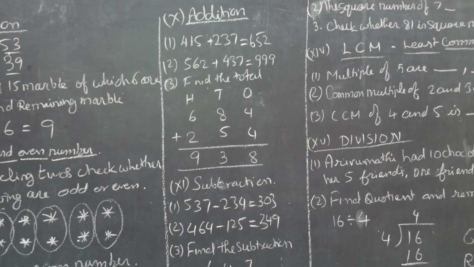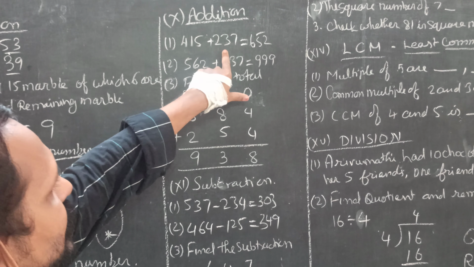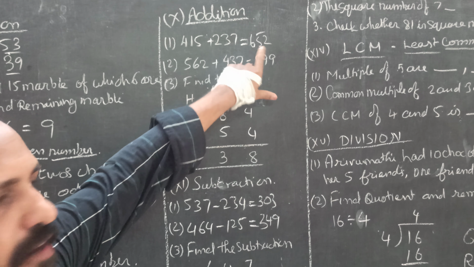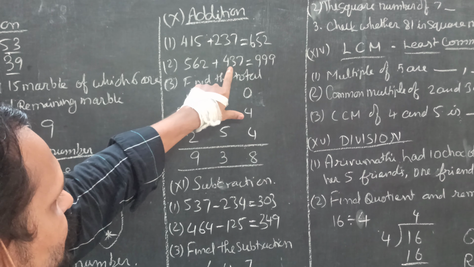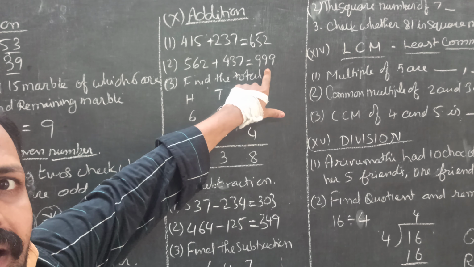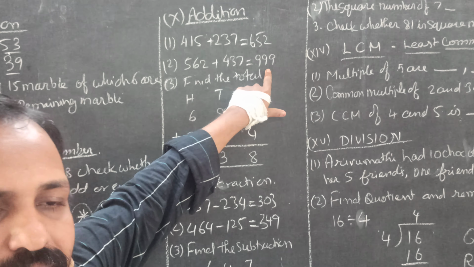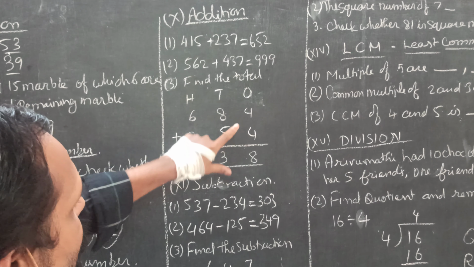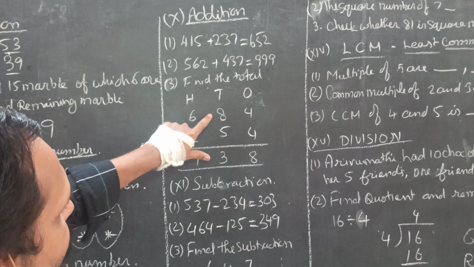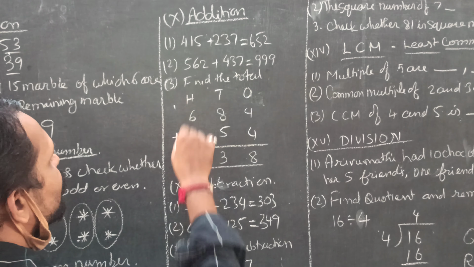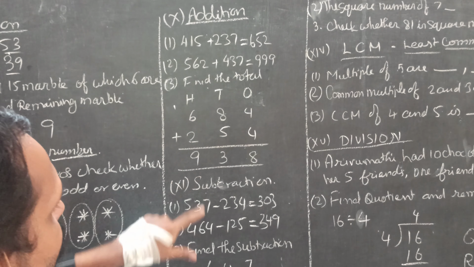So next we come to addition. So in this addition we are given with 415 plus 237 becomes 652. 562 plus 437 becomes 999. Find the total. 4 plus 4, 8. 8 plus 5, 13. Carry 1. 6 plus 2, 8 plus 1, 9.